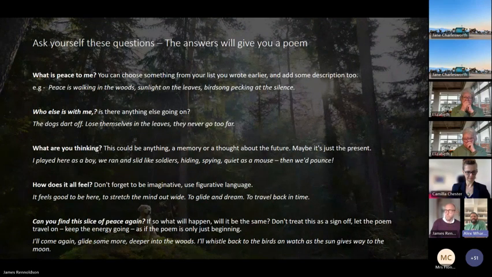And can you find this slice of peace again, this moment of peace? So I'm going to say this. I'll come again, glide some more, deeper into the woods. I'll whistle back to the birds and watch as the sun gives way to the moon. So my poem reads like this.